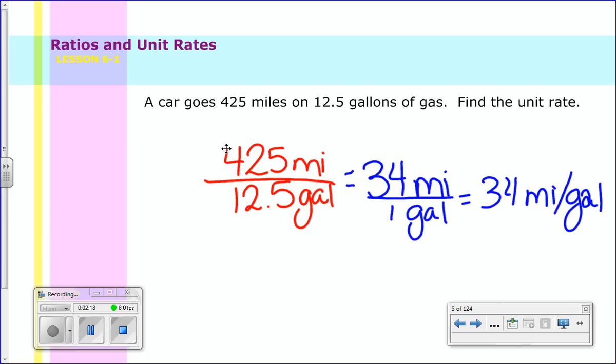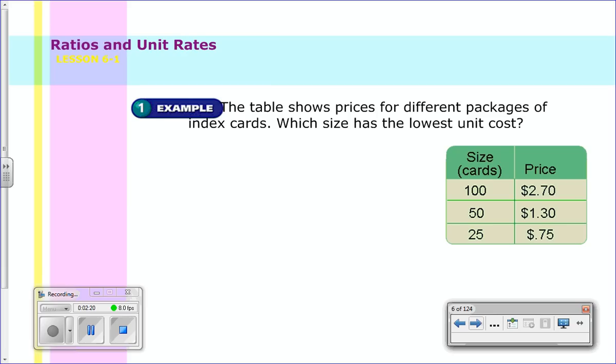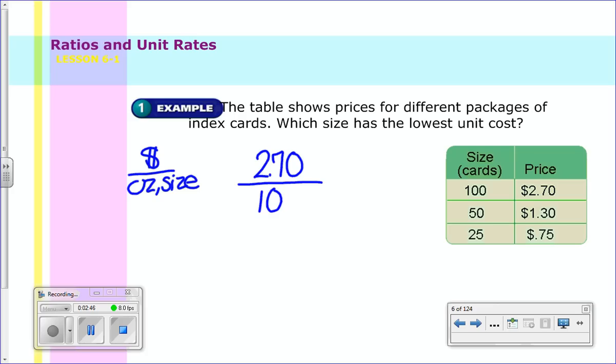There we go. Now, we're going to take it a step further. The table here shows prices for different packages of index cards. Which size has the lowest unit cost? Now, when we do something like this, the money always is on top with the ounces or the size on bottom. So that's something to keep in mind. So if we were to do this, 100 cards first, I know I can buy a pack of 100 cards for $2.70.